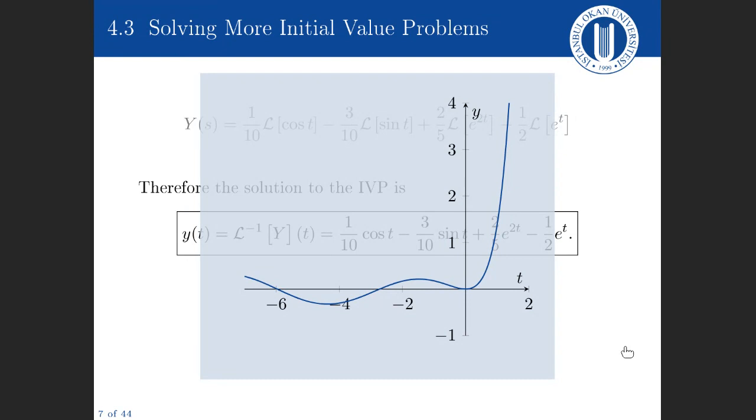For negative t, e to the power 2t and e to the power t are very, very small, so we can forget about those. The left-hand side is just sine and cos, so just going up and down. On the right-hand side, e to the power 2t is dominant, so the function curves up like this.